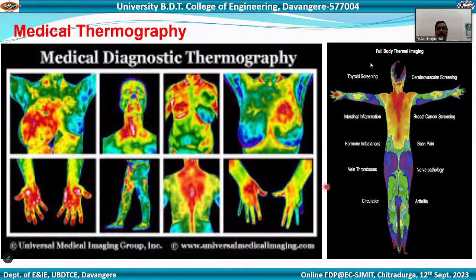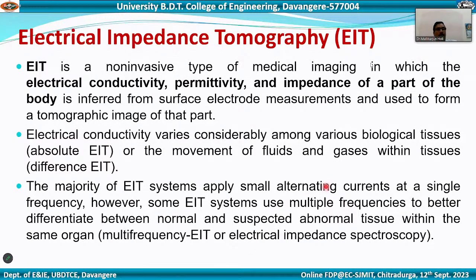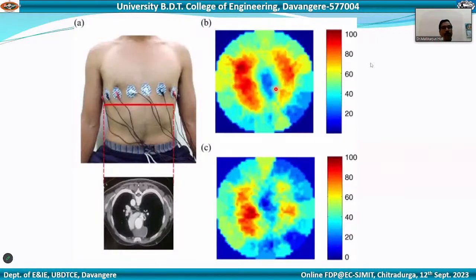Then there is electrical impedance tomography. The human body is conductive. If you use the conductivity, permittivity, and impedance of a body part, you can generate an image. You can mount electrodes at various points, get the conductivity at each, gather the information, and develop an image. That is called electrical impedance tomography.